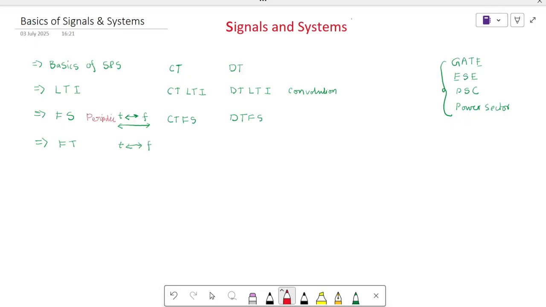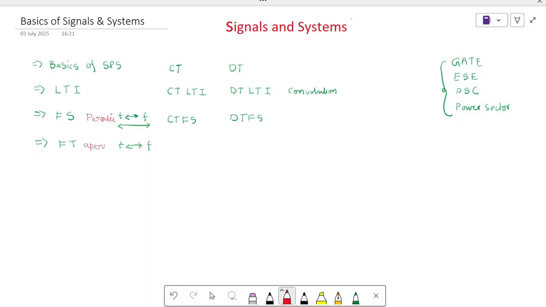So only for periodic signals, with the help of the Fourier series we can convert time to frequency and frequency to time. The Fourier series is not applicable for aperiodic signals. That is the main drawback of the Fourier series. That's why we are going to the next technique, that is the Fourier transform.